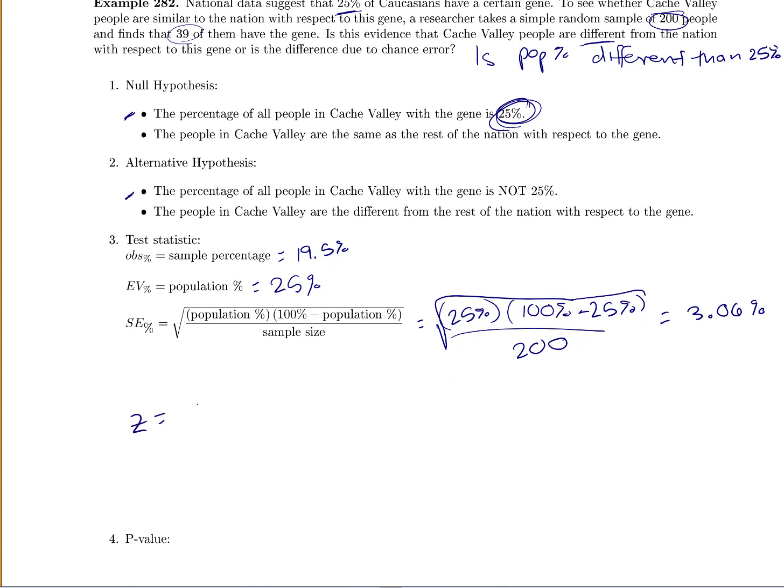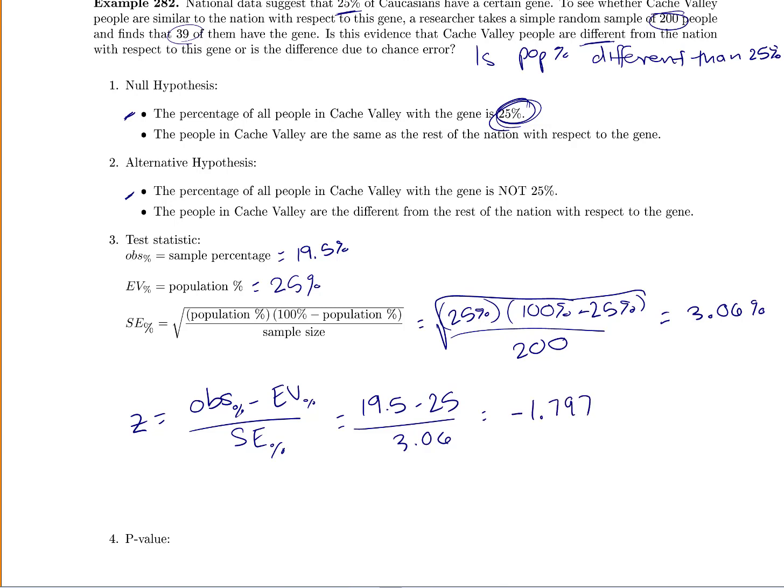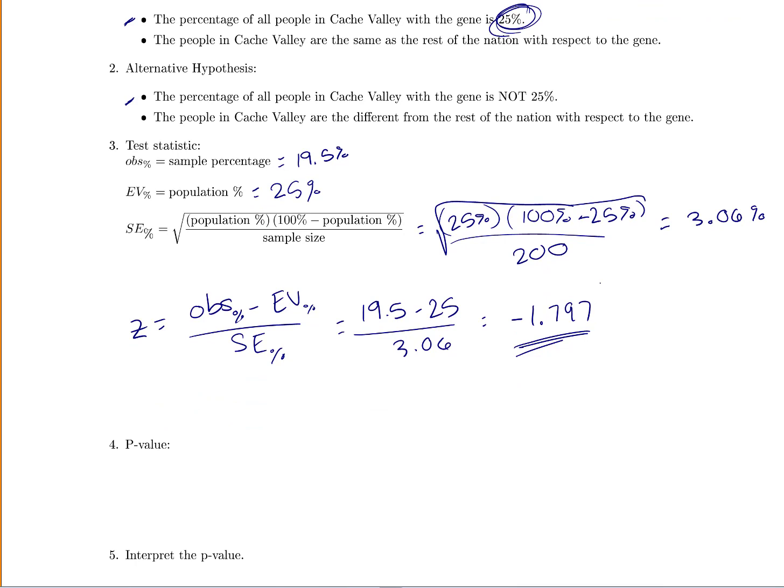Now you can find Z. Z is always equal to your observed minus your expected value over your standard error. And because we're dealing with percents, I can just put a little percent on here to remind myself what I'm working with. So observed is 19.5 minus expected of 25 over the standard error of 3.06. That gives me negative 1.797. So we are 1.79 standard errors away from our expected value.